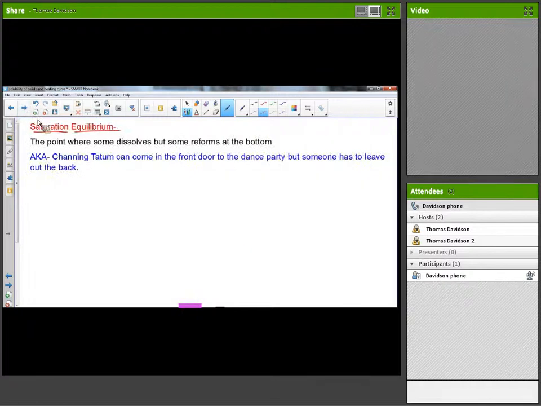All right. Saturation equilibrium. That word seems confusing, but we talked about it and you were all fine with it. Equilibrium meant change without really changing. So it means the point where some dissolves, but at the same time some will reform at the bottom. And that was the dance party, right? Tatum knocks on the door, so we throw the nerd out the back. We have one in, but one has to go out. Are we all right with this?